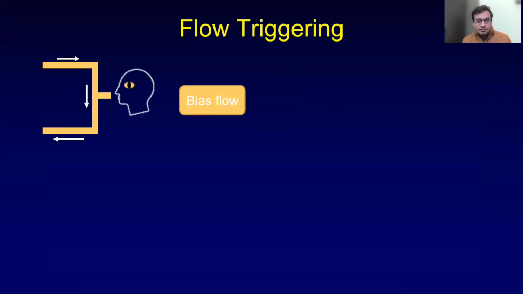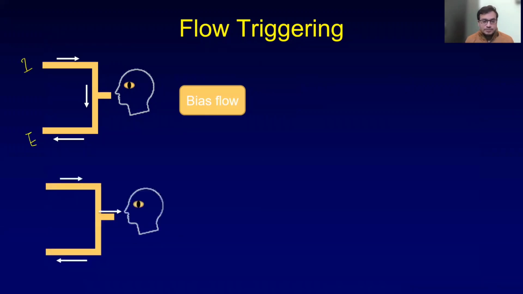Flow triggering involves the use of a continuous inspiratory base flow, or bias flow, with continuous measurement of the expiratory flow from the ventilator support circuit. When the difference between the inspiratory flow and expiratory flow reaches a set trigger, okay, that creates a breath. So this is a very important point I want to make over here.